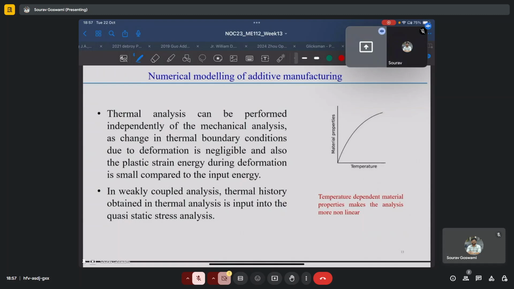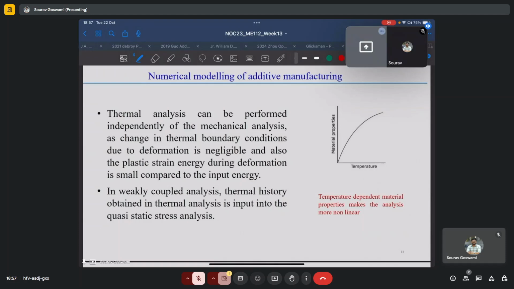In weakly coupled analysis, thermal history is obtained in thermal analysis and used as input into the quasi-static stress analysis. So even if we are interested in residual stresses, what we can do is a weakly coupled thermomechanical analysis where the temperature field is calculated every time step. And this temperature field is fed as an input to the mechanical analysis module, which can then divide this load into several smaller steps of loads and calculate the stress at each load step.